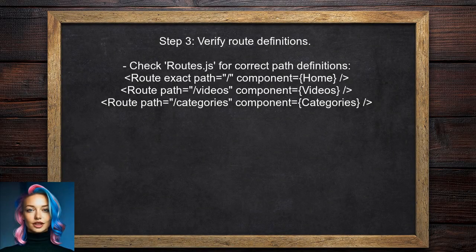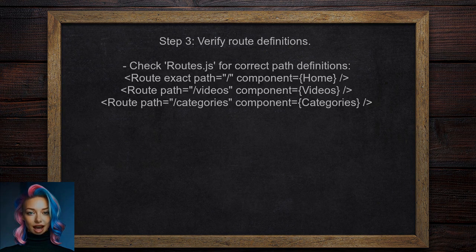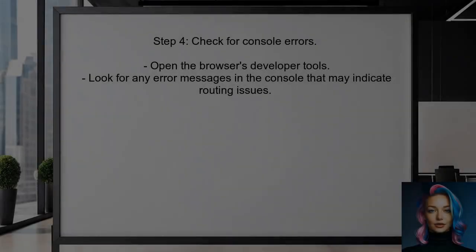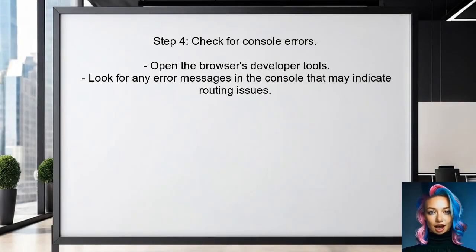After confirming the use of Link and BrowserRouter, the user should verify that the routes are correctly defined in the routes.js file. Each route must match the path specified in the Link components. Finally, if the issue persists, the user should check for any potential errors in the console. These errors can provide insights into what might be going wrong with the routing.